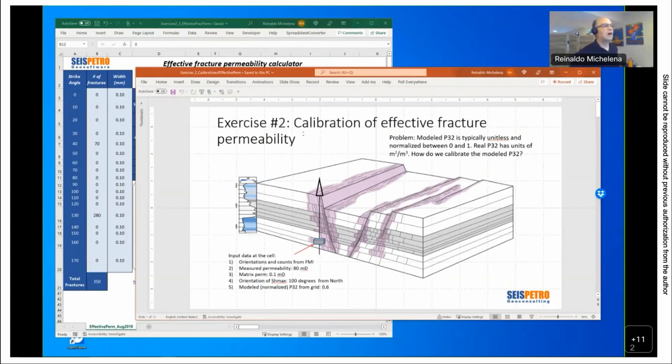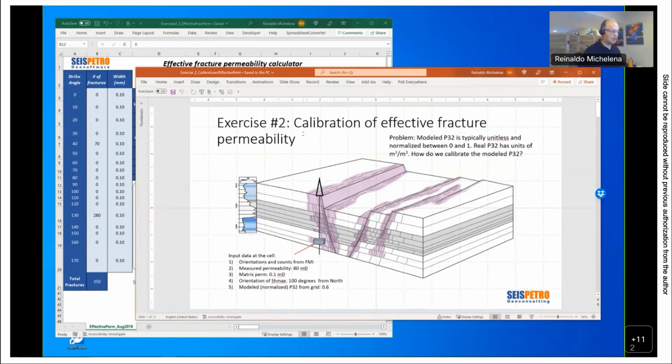So here we go with this exercise number 2, the calibration of effective fracture permeability. This may look like a trivial problem, finding multipliers, but it's something that in fractured reservoirs, if we don't have the right tools, we have to do it.